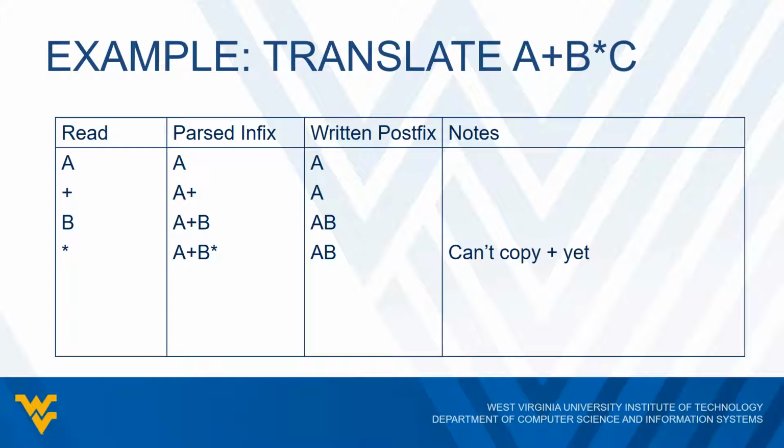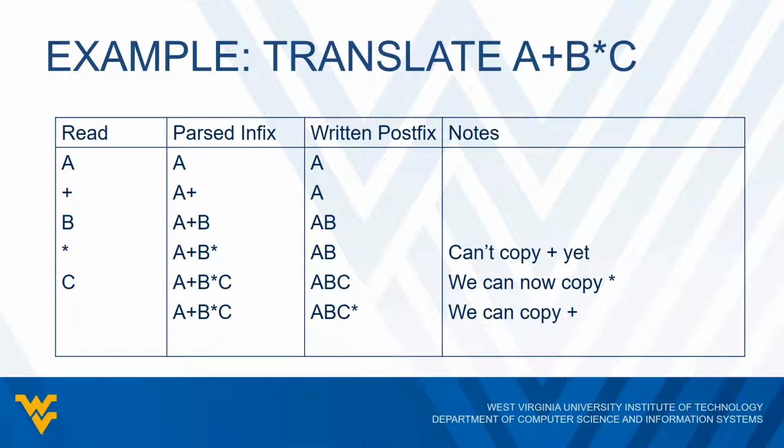And in this case, we read the multiplication symbol. And this means we cannot copy the plus sign just yet because we're going to have to do B times something before we can do A plus something. So we can't add the plus sign to our postfix notation just yet. We read the C. So we now read A plus B times C. We write the C to our postfix notation. So now that we have B times C, we can copy the multiplication symbol over.